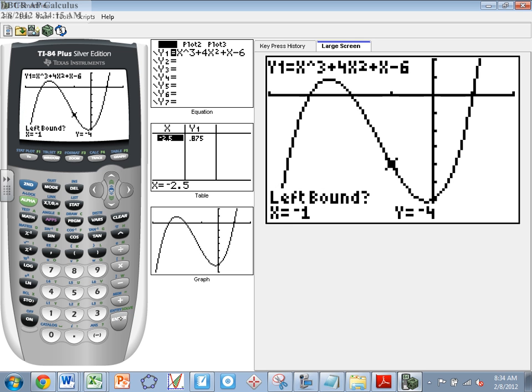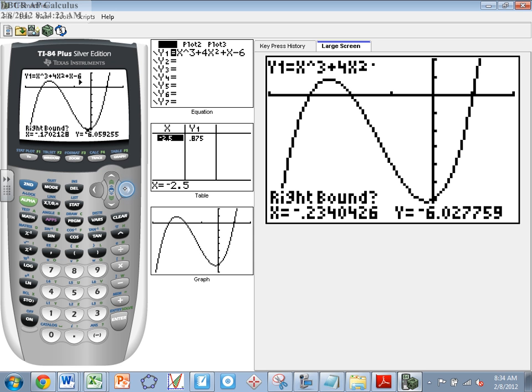It's going to say left bound, so go to the left of it a little bit. So maybe like right there, hit enter. It's going to say right bound, go past the min, go to the right, hit enter. Then it's going to say guess, just go in between somewhere, and hit enter. And again, you can always type in the numbers themselves. Look at that minimum.